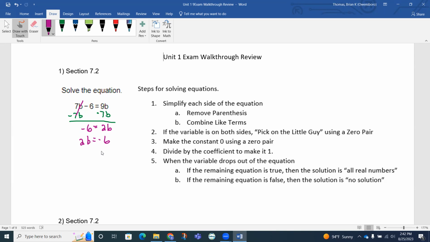You should be able to see that the answer is negative 3 at this point. Again, if you can't see that solution, notice how there's not a constant. All there really is is a coefficient of this 2. We want to make that coefficient a 1. So we divide each side by the 2, since that's the coefficient. Then if we simplify, 2 divided by 2 is going to be 1b, or we just write that as b. And then negative 6 divided by 2, that would be a negative 3. So our solution is negative 3.